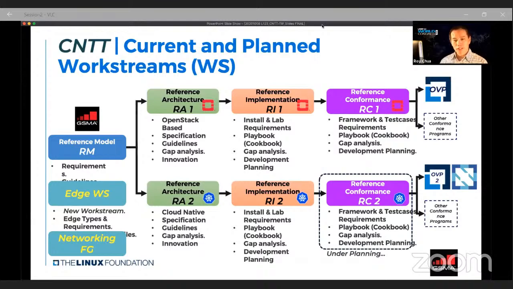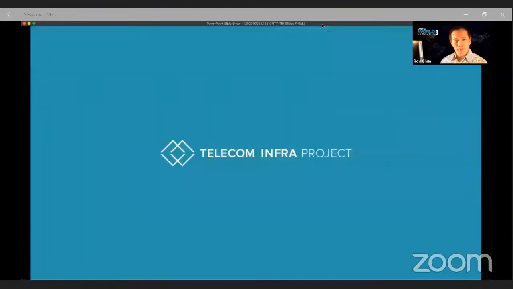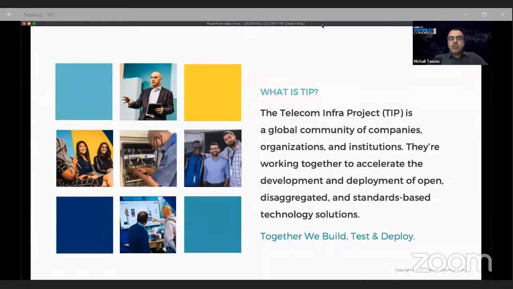Excellent. All right, let's talk about TIP now that we've mentioned the name a couple of times. So Tarsus, would you like to introduce TIP, and I'll move over to some of your slides. So sure, yeah. So we go to the next slide. TIP stands for Telecom Infra Project, and it's a global community of companies, organizations, and other institutions, all working together to accelerate the development and deployment of open and disaggregated technology solutions.